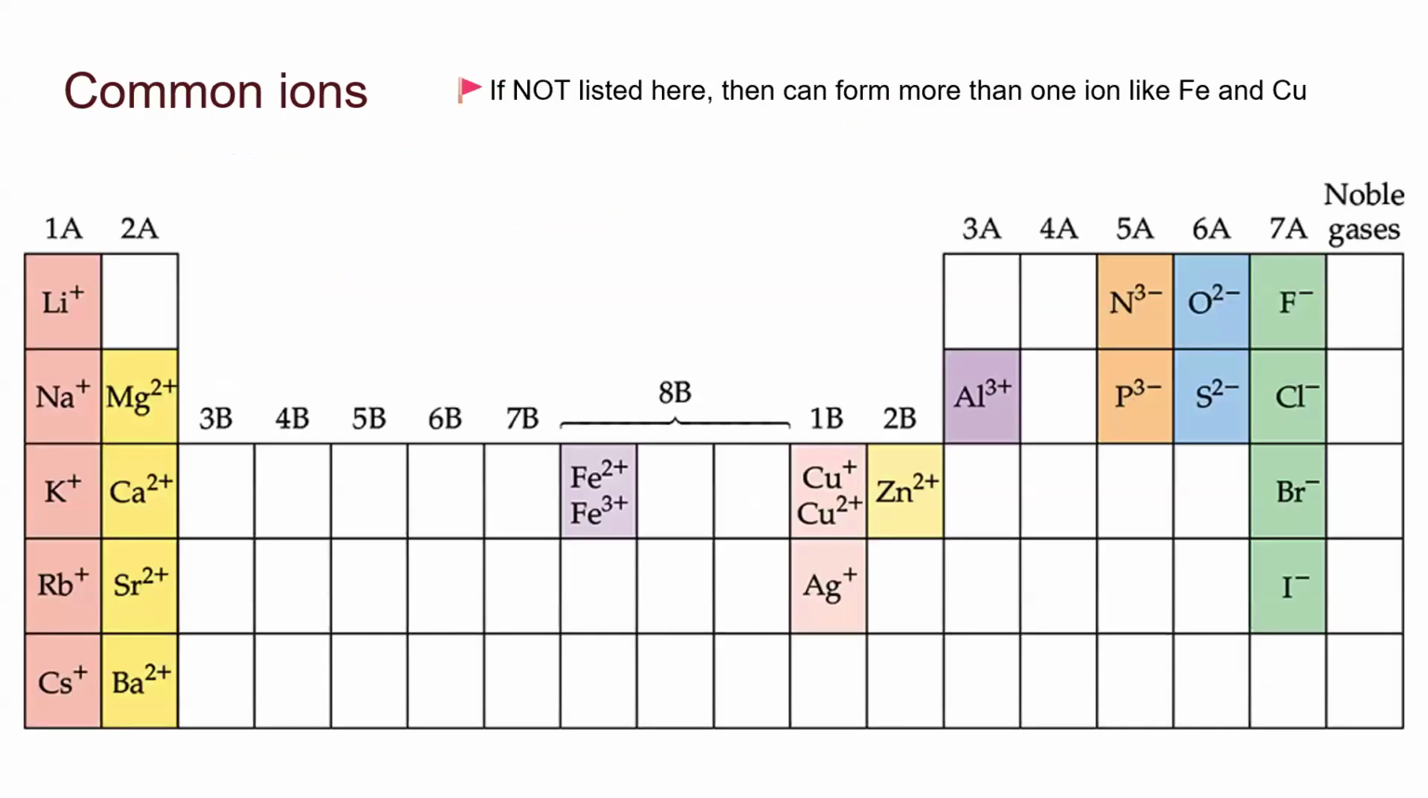Now, we have a bunch of common ions, and these ions are formed with an atom completing its octet or getting to an octet. If we look back and think about sodium, Na plus, well, what does it do to form that ion? It loses one electron. But then when it loses that one electron, it completes the octet.